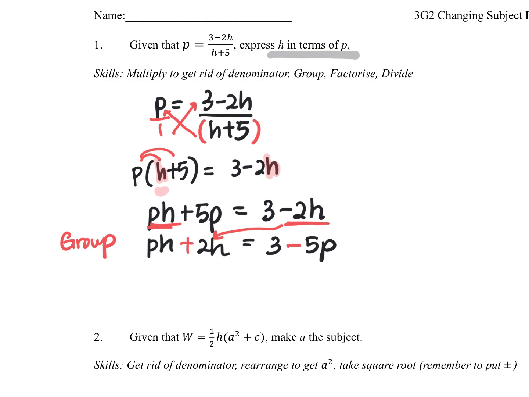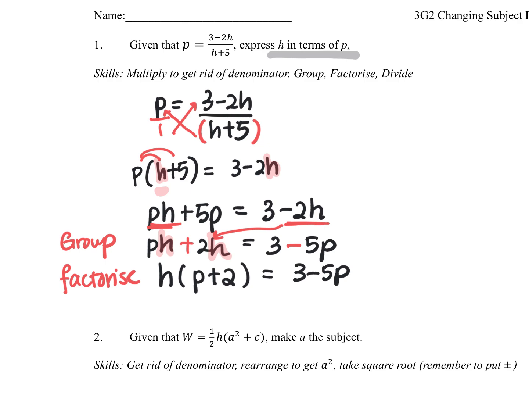After we have our common factor, which is h on both sides, we're going to factorize out the h. So we factorize out the letter h, bracket, and we are left with p plus 2. That will give me 3 minus 5p. Last but not least, we're going to get rid of p plus 2 over here. We're going to divide it away. Right, so in this case, we shall have h equals 3 minus 5p over p plus 2. And that will be our final answer.